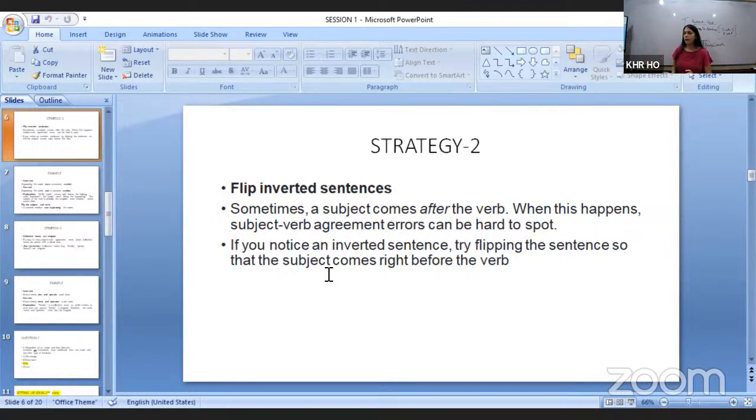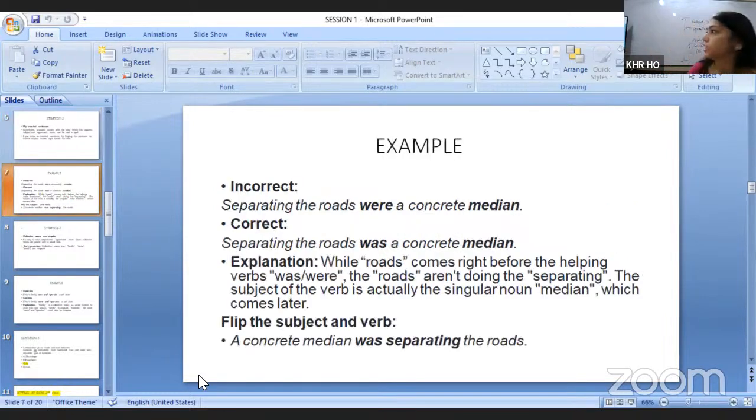So these are the hacks to solve the question. It's not the only thing to do. If it is clear, just go ahead with your clarity. Strategies are a backup plan, just a backup plan if you're stuck with a question. So you can just write down the second strategy, flip inverted sentences. Okay, flip inverted sentences. Let's go with an example.